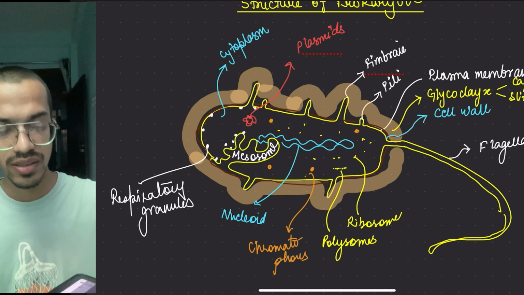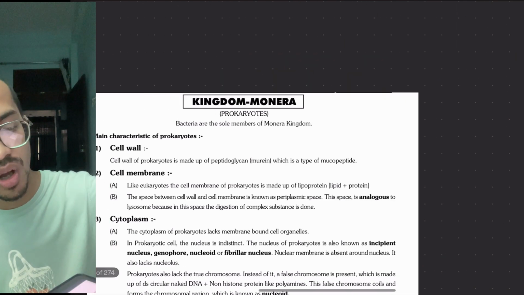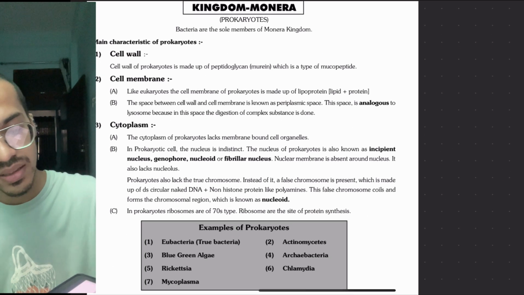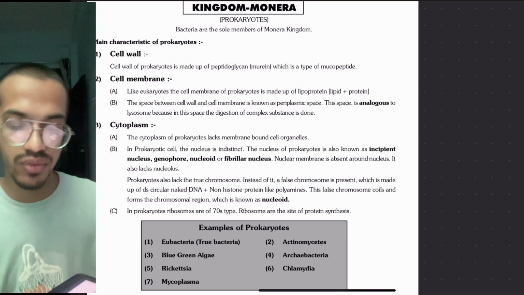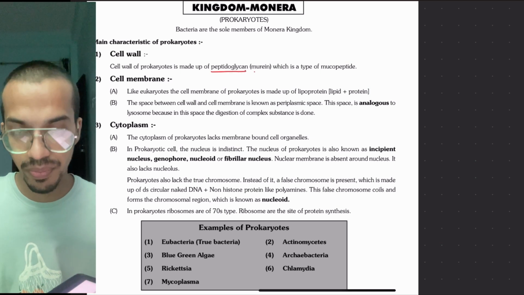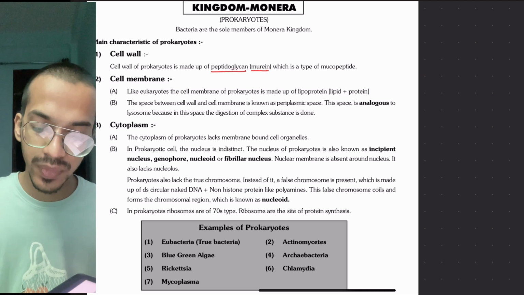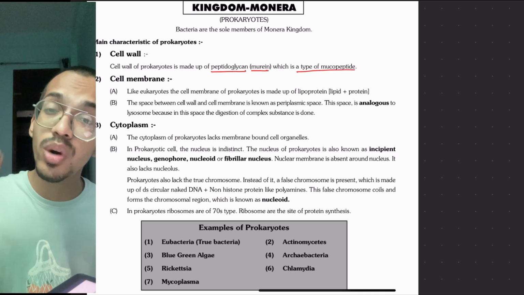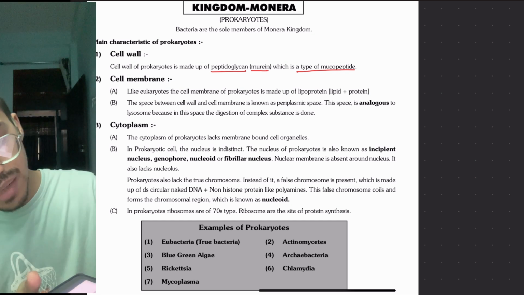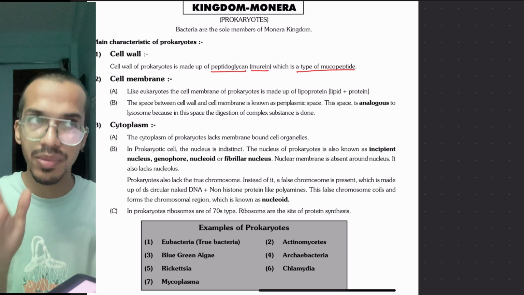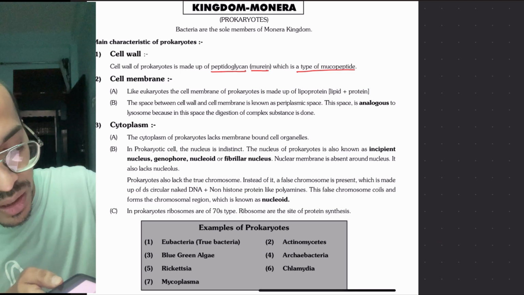Let's just study about it. There is a presence of cell wall. This cell wall is made up of peptidoglycan, also called murein, which is a type of mucopeptide. This is important for you to remember, which we have already discussed. Then the cell membrane, always remember, is made up of proteins and lipids.